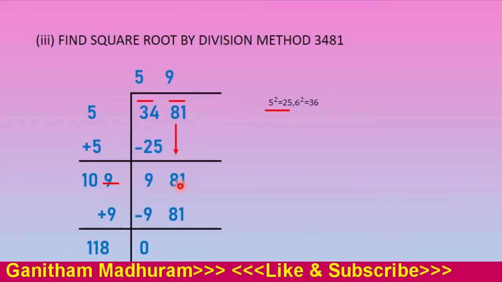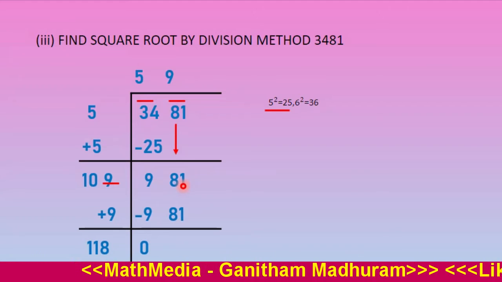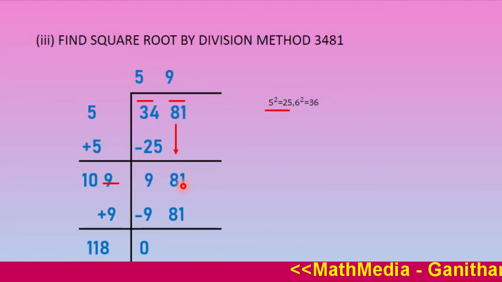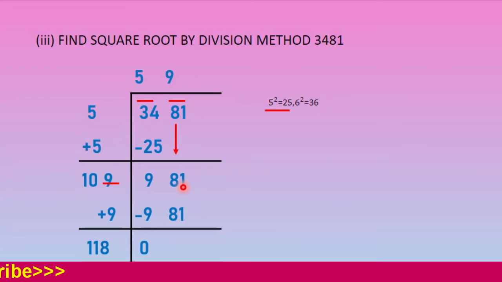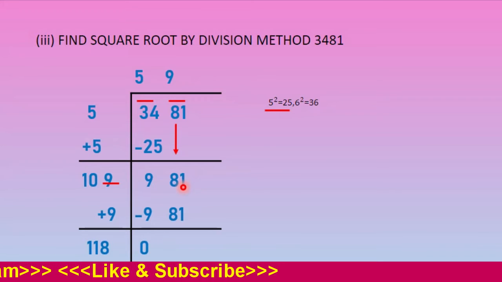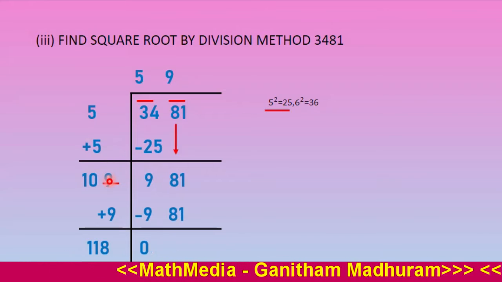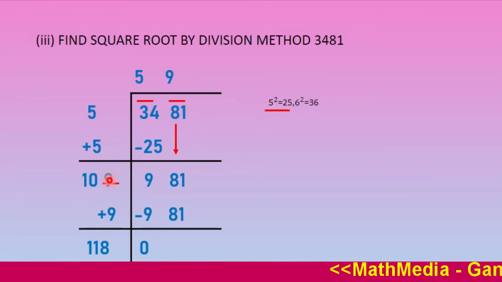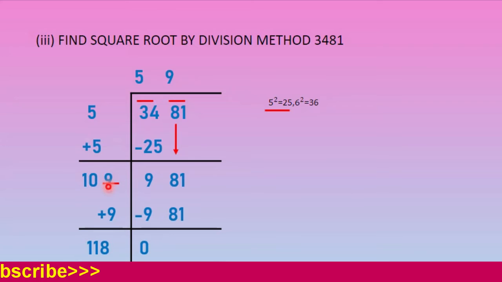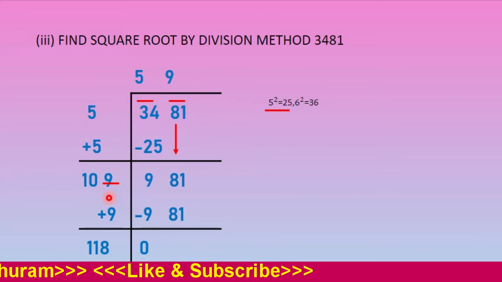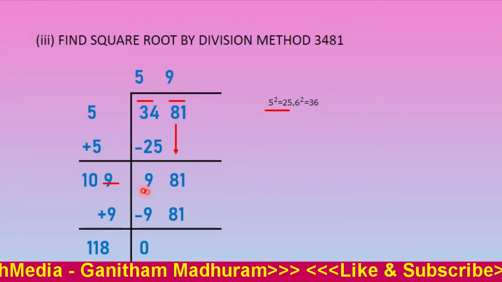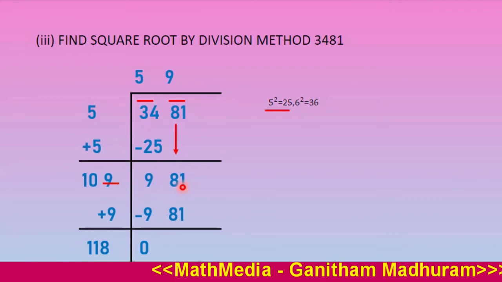Look at the ones place. Ones place is 1. 1 into 1 is also 1, and 9 nines are 81 ending with 1. So you can put 1 over here. So our number becomes 101. We are putting 1 in the blank space, so multiplied by 1, we are getting 101, which is smaller than 981.